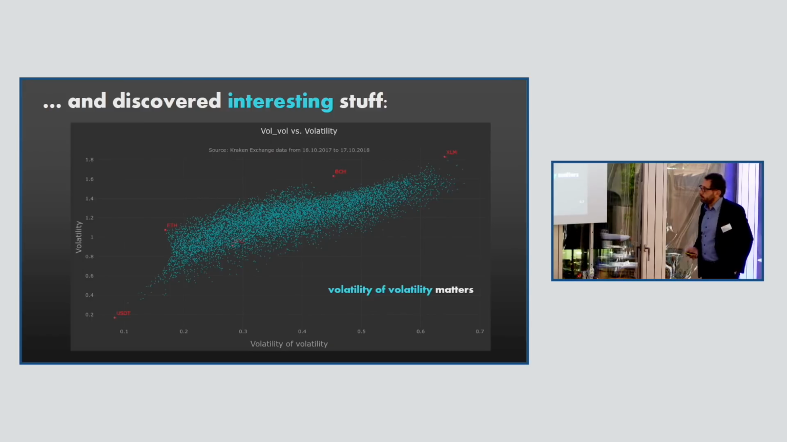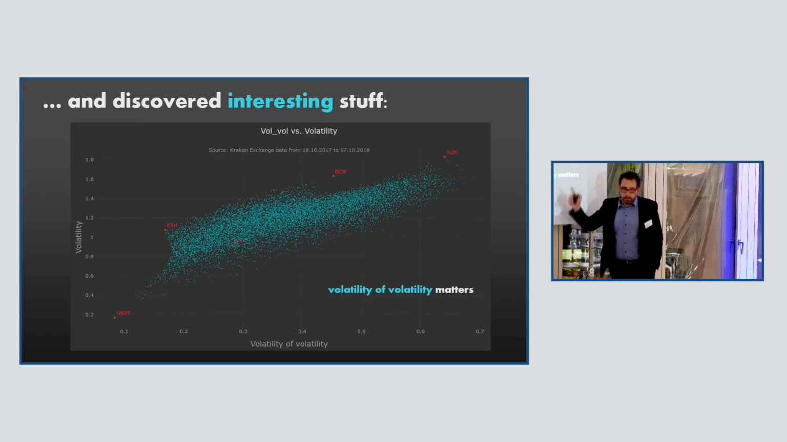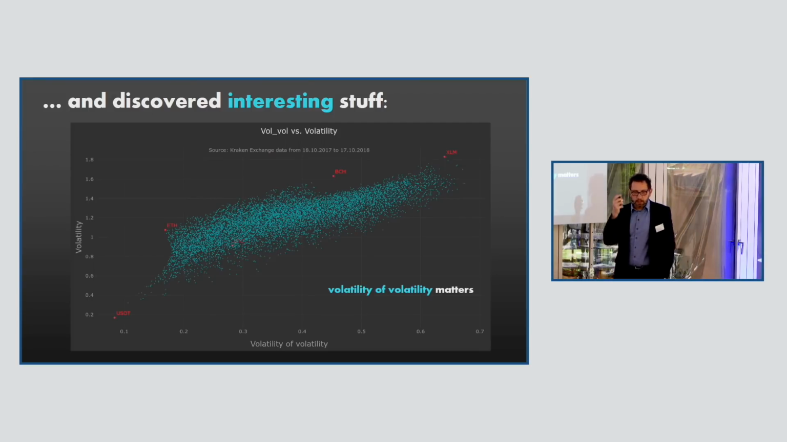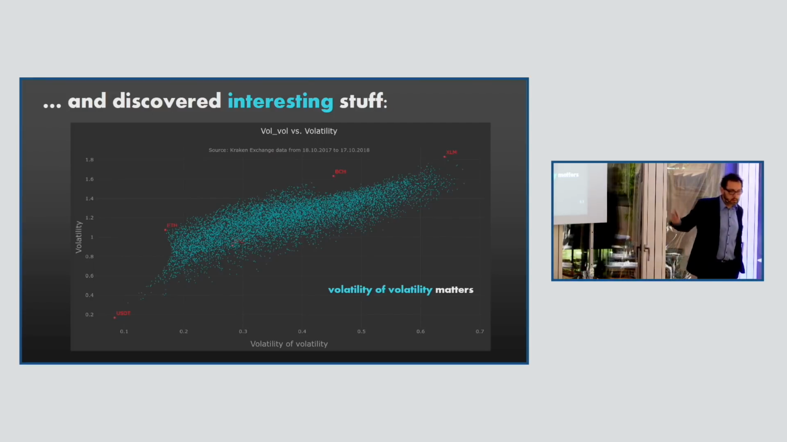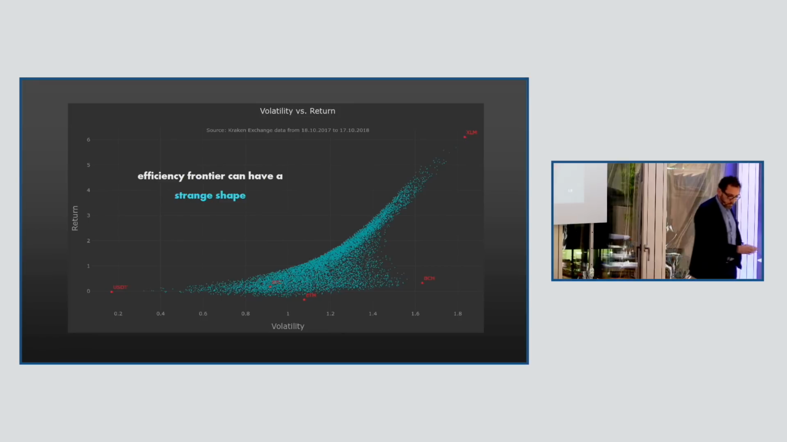And we discovered some interesting stuff. For example, we found that volatility is extremely important, and that assessing volatility is not very reliable. The volatility of today is not going to be the volatility of tomorrow. The volatility of this week is not going to be the volatility of next week. It changes quite a bit. It's so wild that volatility is not reliable. So here's an example.